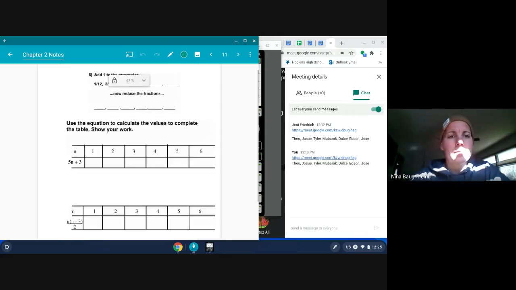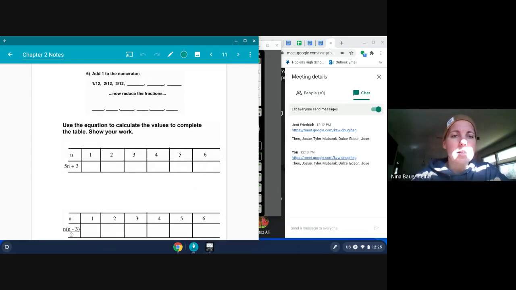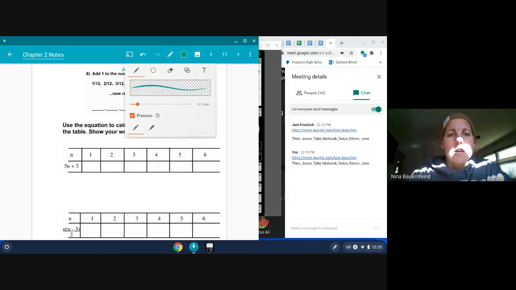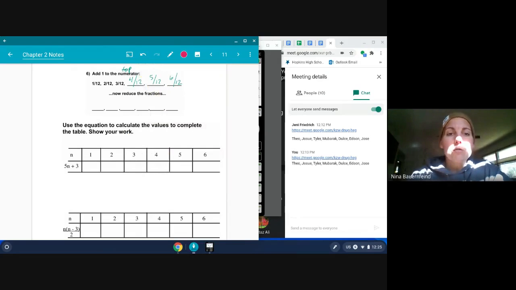So this one says add 1 to the numerator. The numerator is the top. So what you can see here is it's 1 over 12, 2 over 12, 3 over 12, and then 4 over 12, 5 over 12, and 6 over 12. It then asks us to reduce the fractions. So for example, 6 over 12 is the same as 1/2. 1 over 12 is just 1 over 12. 2 over 12, they're both even, so that's 1 over 6.